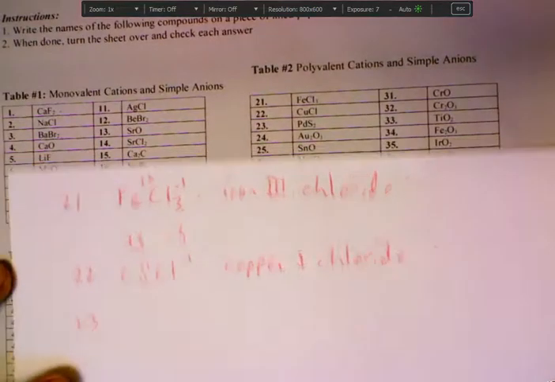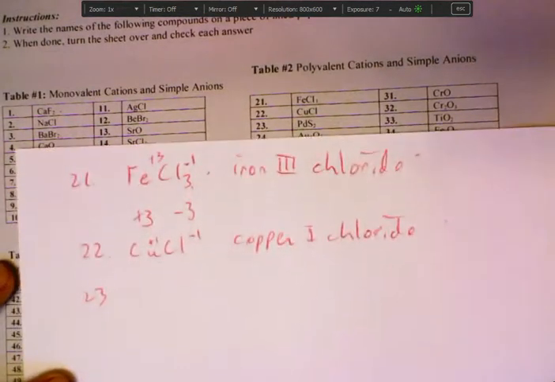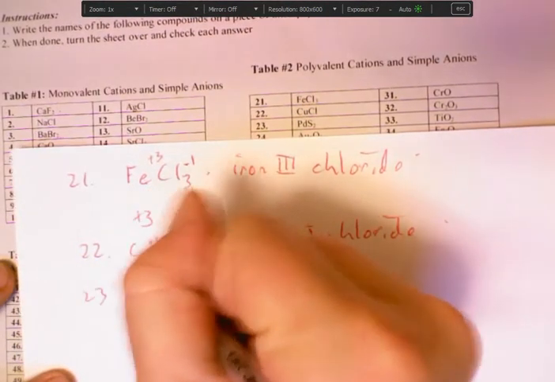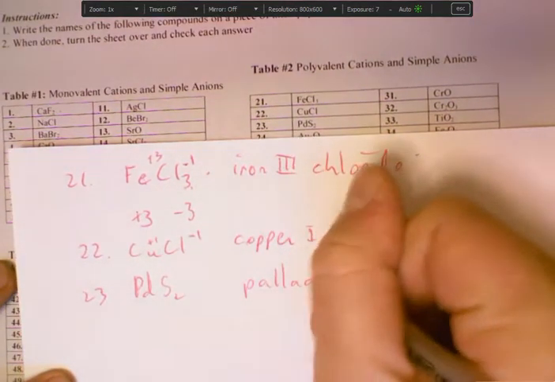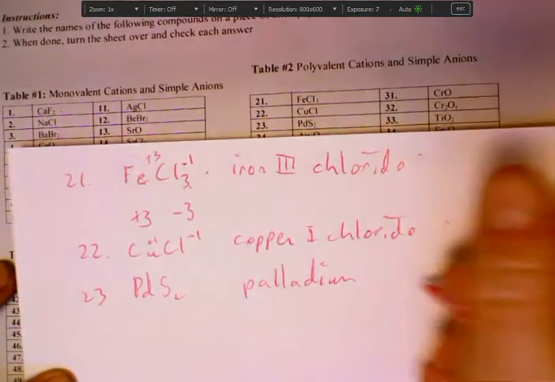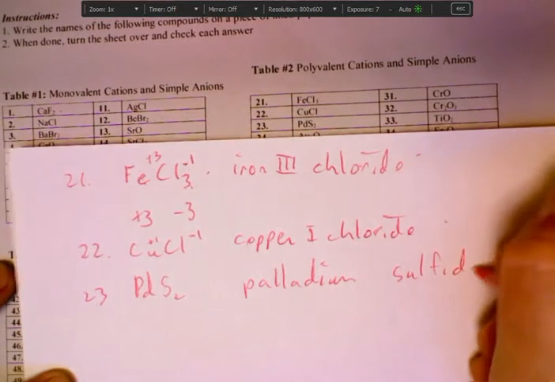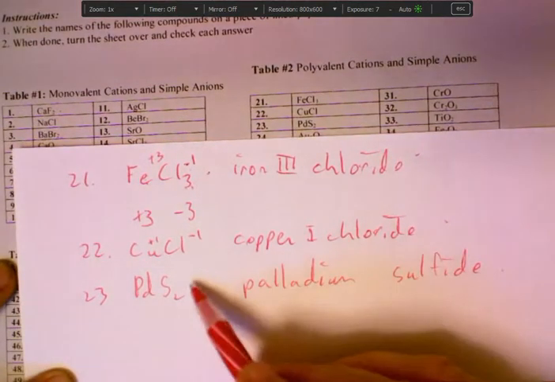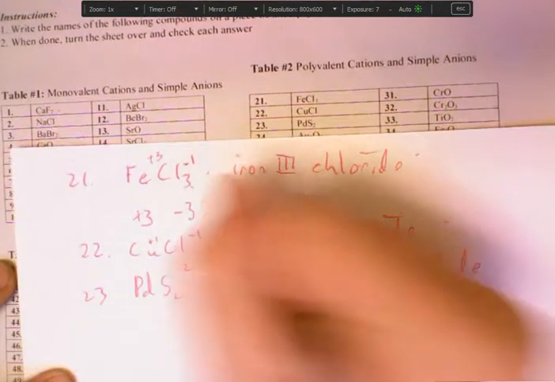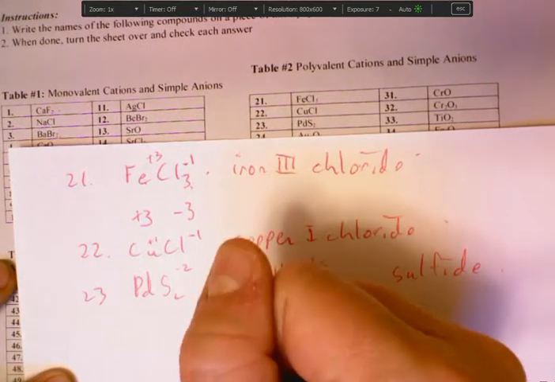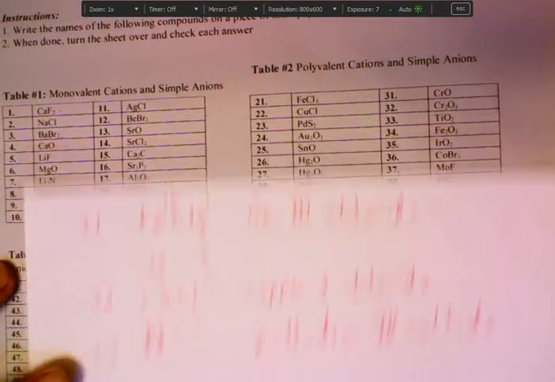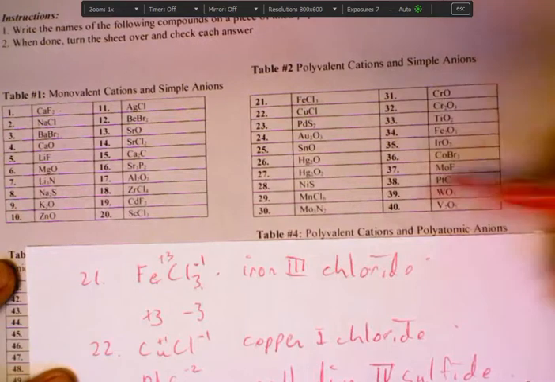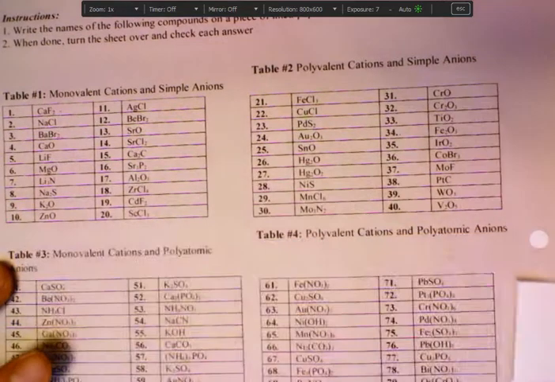23. PdS2. And Pd is palladium, and S is sulfide. And now we have to figure out the charge on the palladium. Well, we know that sulfide has a -2 charge. 2 times -2 is -4, so we know the palladium must have a +4 charge. Okay, what you're going to be doing is going through up to question number 40 and then checking your answers on the back of the table.